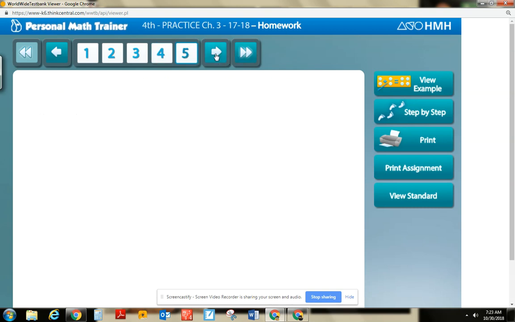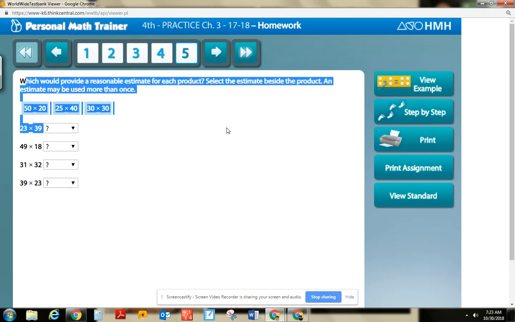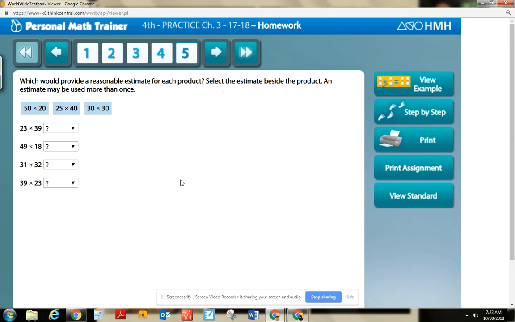All right, one more question before this video stops. First look at this problem. It's kind of tricky, right? And there's 4 drop downs. So I always like to look at the drop downs first, and I'm noticing that all the numbers are the same in different orders. Okay, so let's take a look. Which would provide a reasonable estimate or rounding for each product? Select the estimate beside the product. An estimate may be used more than once.